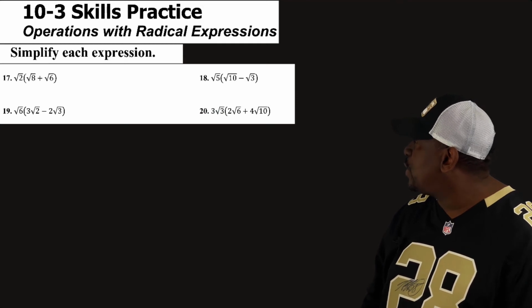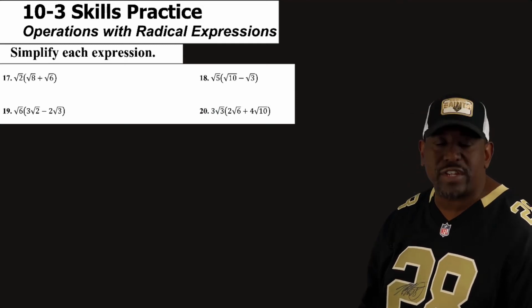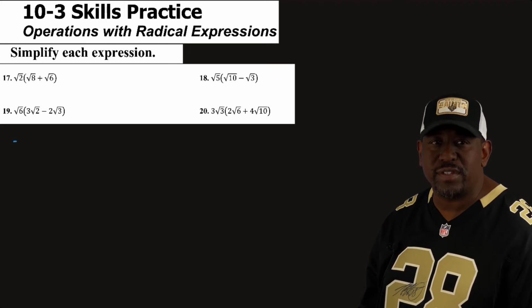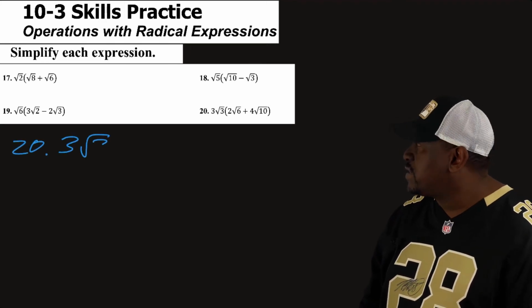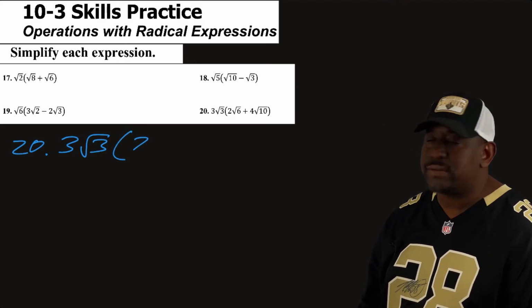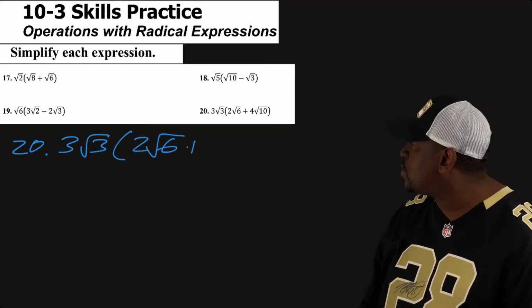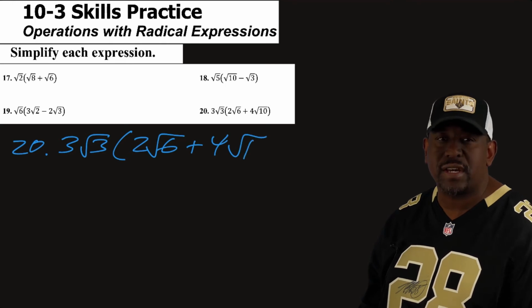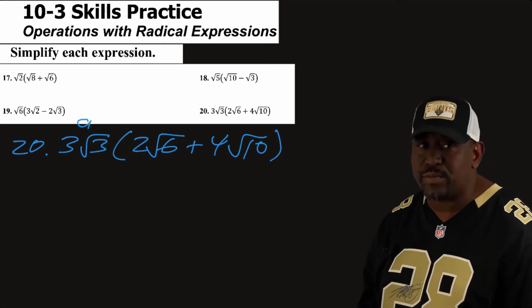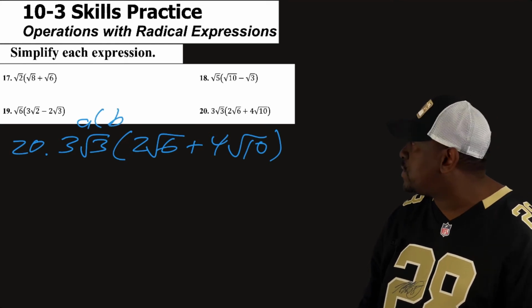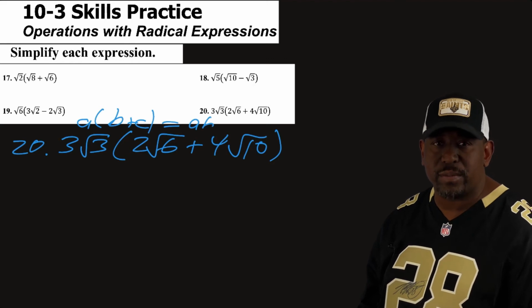So now we will go to another type of problem using the distributive property here. We'll do number 20. So we have 3 times the square root of 3 times, in the parentheses, the quantity of 2 times the square root of 6 plus 4 times the square root of 10. So again, we'll do like we did in the last problem. We want to distribute this 3 times the square root of 3 into the grouping symbol and create 2 separate products.